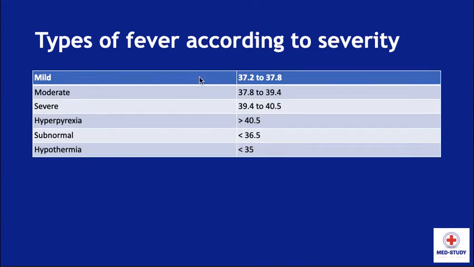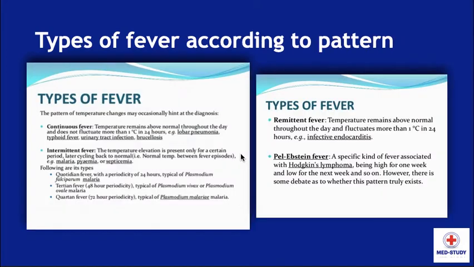So type of fever according to severity, it can be classified as mild fever, which has a range from 37.2 to 37.8 degrees Celsius, moderate fever, which is 37.8 to 39.4 degrees Celsius, severe fever, which is 39.4 degrees Celsius to 40.5 degrees Celsius. Hyperpyrexia is when the temperature exceeds 40.5 degrees Celsius. Subnormal temperature is when it is below 36.5 degrees Celsius, and hypothermia when it is below 35 degrees Celsius.